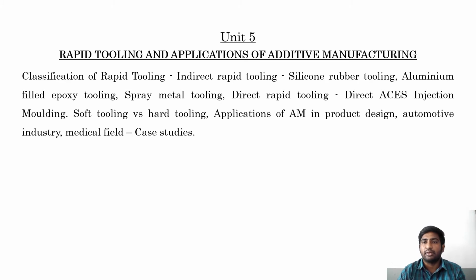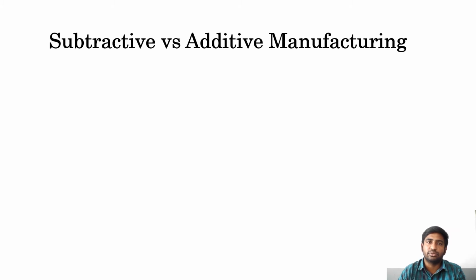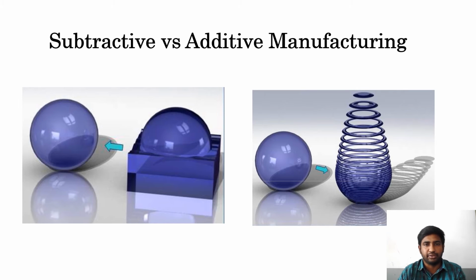So let's jump into unit 1. Unit 1 is the basics of additive manufacturing, as already told. What are the basics of additive manufacturing? What is the difference between subtractive and additive manufacturing processes? Subtractive is the classical method. This one is a conventional method.